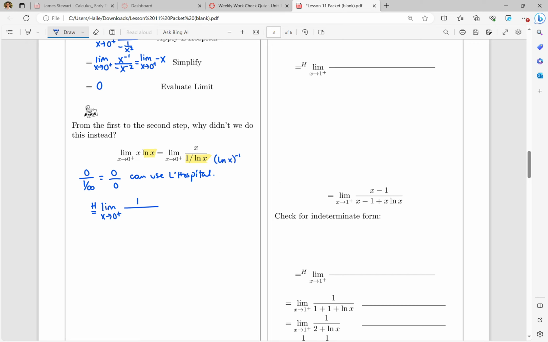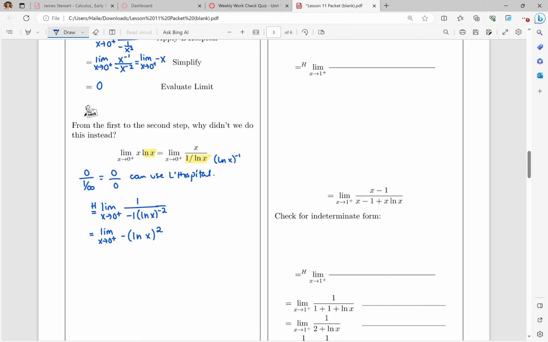This is going to require a chain rule. So we get negative 1 times ln of x to the minus 2. Let's rewrite this as a fraction. So we have the limit as x approaches 0 from the right of 1 over negative 1. Actually, let's do it this way. We can just move that ln of x to the negative 2 to the top. So we have negative ln of x squared.